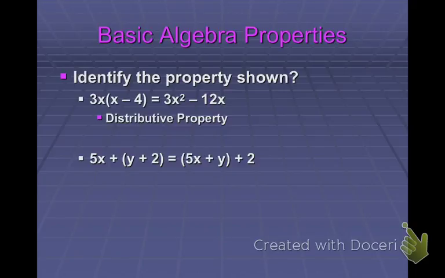What about the next one? Associative. They're associating with different people, right? We have 5x, we have y, and we have 2. On the first one, y and 2 are associating with each other first. On the other one, 5x and y are associating with each other first. Everybody's still involved. But it's just the associative property of, in this case, addition, because everything's addition.